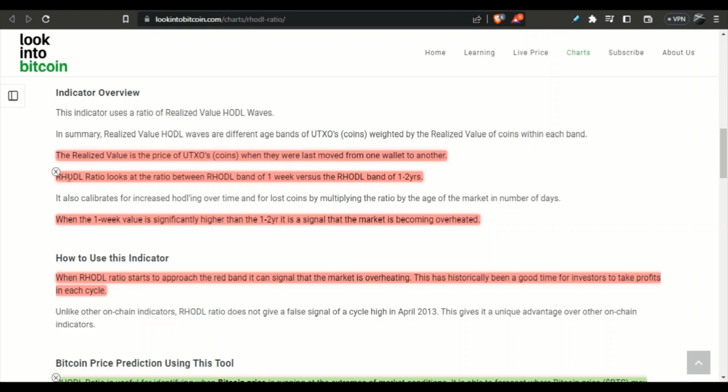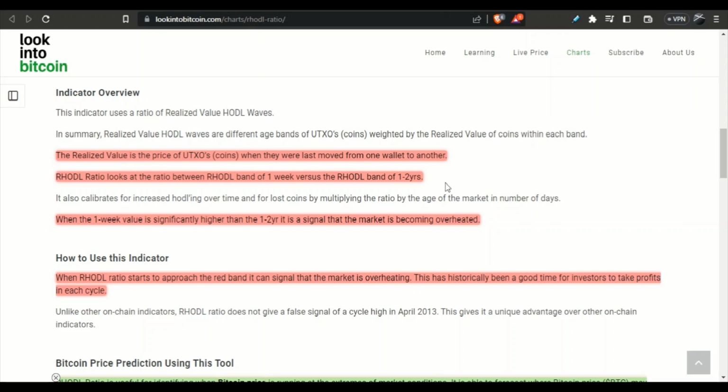Okay, so the RHODL ratio looks at the ratio between the RHODL band of 1 week versus the RHODL band of 1 to 2 years. So we have two bands. It splits up the recently moved coins, 1 week ago, which you can take as the new investors in Bitcoin, people who moved coins 1 week ago, versus those who haven't moved their coins in 1 to 2 years.